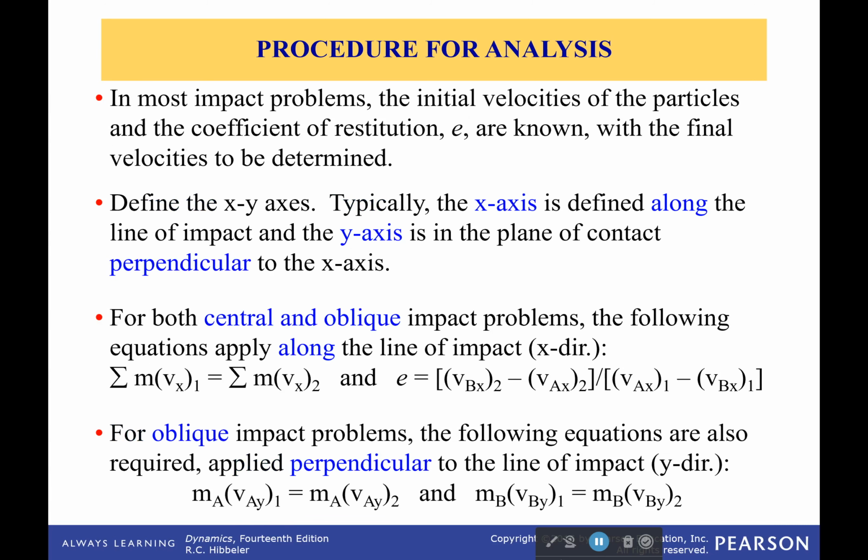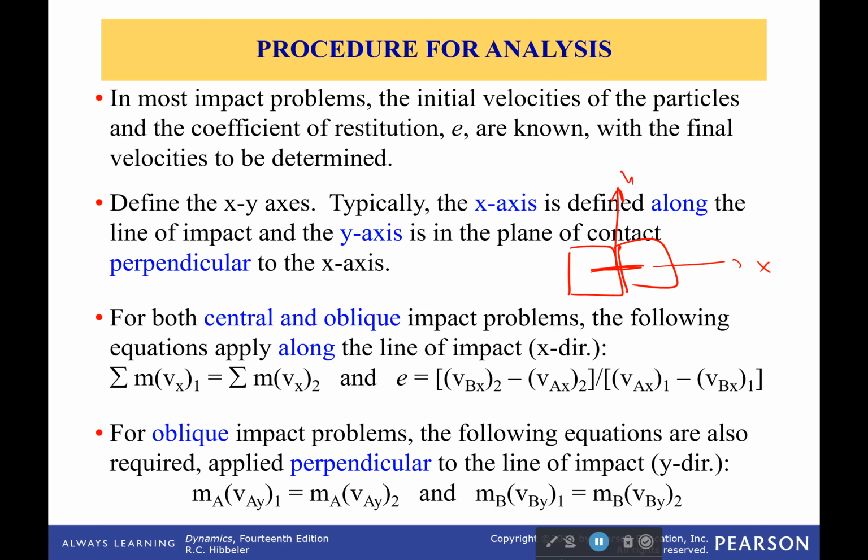Okay, so the procedure for analysis. In most impact problems, you know the initial velocities of the particles, as well as the coefficient of restitution, or at least you can look it up, and we want to find the final velocities. The best thing to do after that is to define your x and y axes. Remember, the line of impact connects their mass centers, and that's usually the best one to say is the x-axis. You make the y-axis if you want to, but you don't have to. Normally the plane of contact is the y-axis, a plane that is perpendicular to our line of impact.